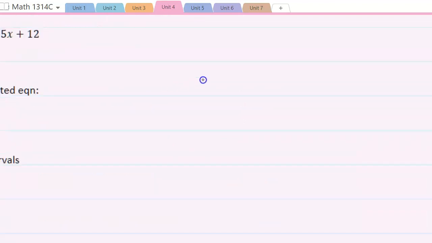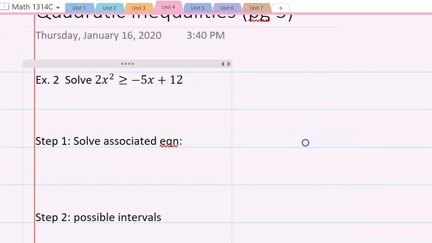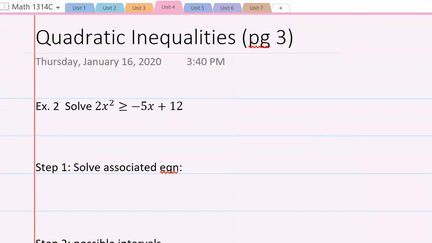Example 2. Solve 2x squared is greater than or equal to -5x plus 12. First, we need to place this inequality in standard form by adding 5x to both sides and subtracting 12 from both sides of the inequality. This will give us 2x squared plus 5x minus 12 is greater than or equal to 0.